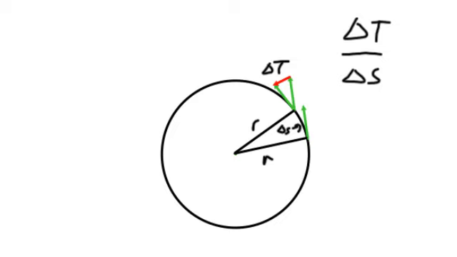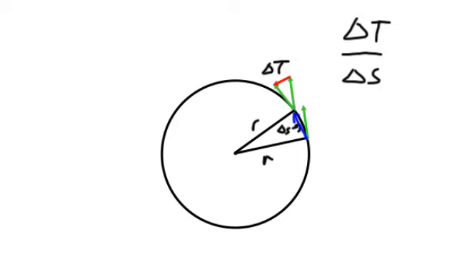Okay, so we have those two things. From that and a little bit of geometry, we can see that this angle and this angle are the same, which means that this triangle here and this triangle here are similar. And we also know that they're sort of translated or rotated by 90 degrees. So we can see that the direction of dt is going to be perpendicular to the direction of ds.